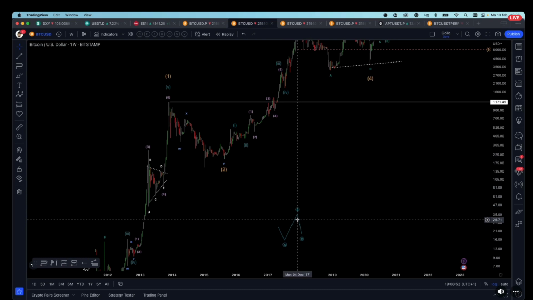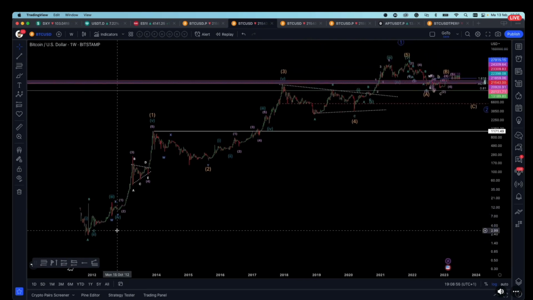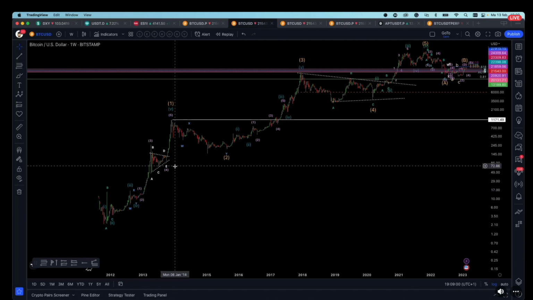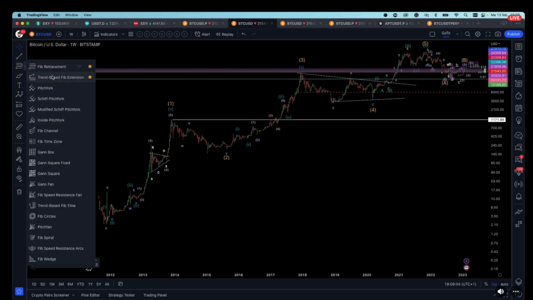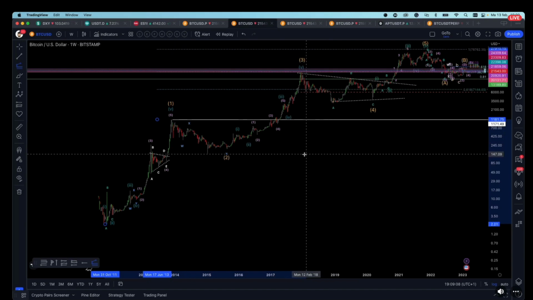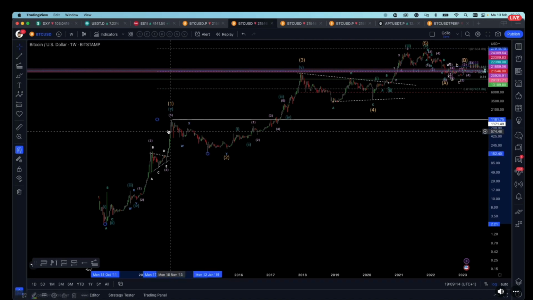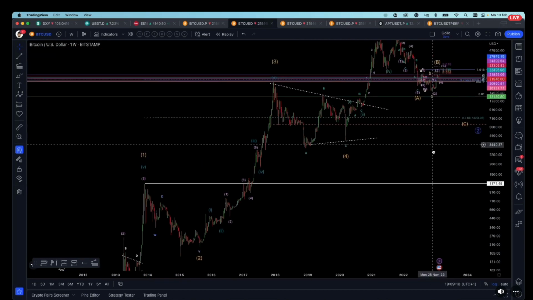So what I've done right here is we had that 1, 2, 3, 4, and then 5. And here we have a 1, 2, and then a 3, 4 triangle for a fourth wave, which is very common. And then I took the Fibs from the first one to the second one. I tried to use the magnet tool, like that.